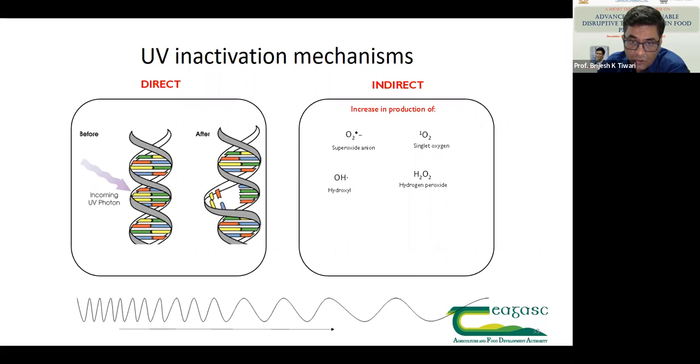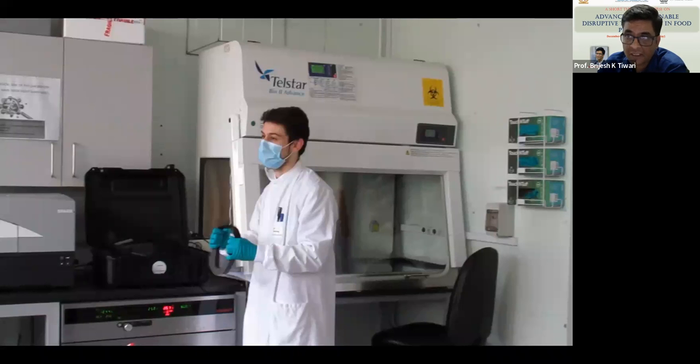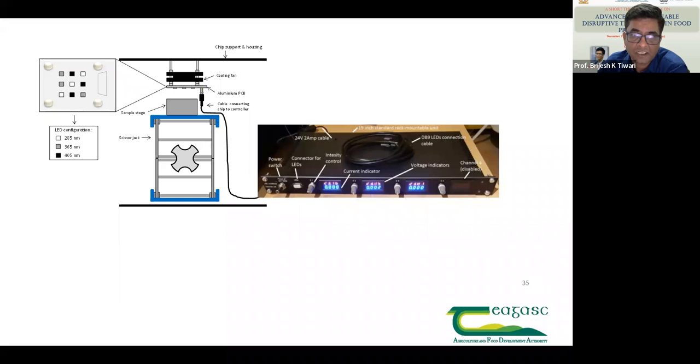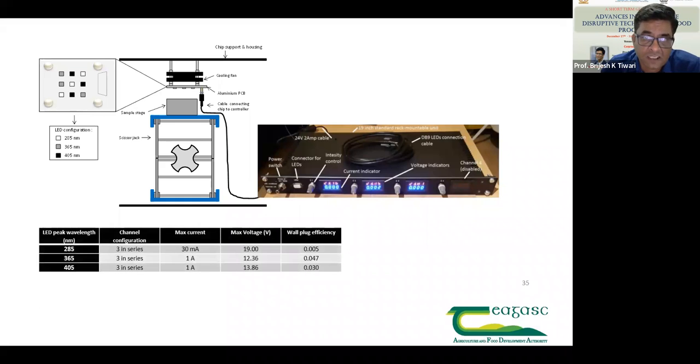Now I'll just quickly show you one of the most interesting applications. This is one of our PhD students here. Okay, before I turn on this video, have a look at this particular system. This is the system which was designed along with Tyndall Institute, which is on photonics. These LED light systems were configured in something like this, with 285, 365, and 405 wavelengths covering UV A, B, and C. And these were 3 in series, having a maximum current of 30 milliamps or 1 amp.